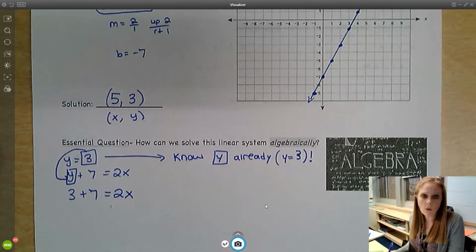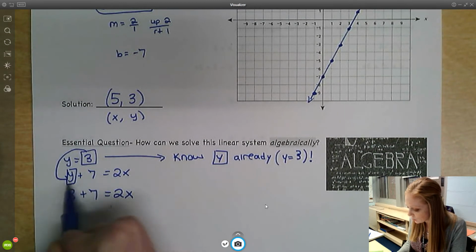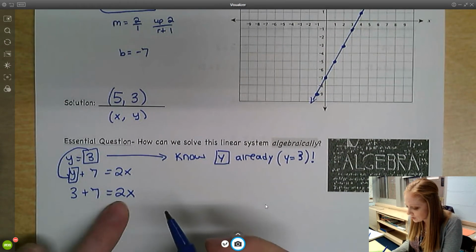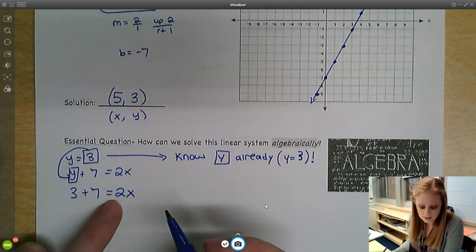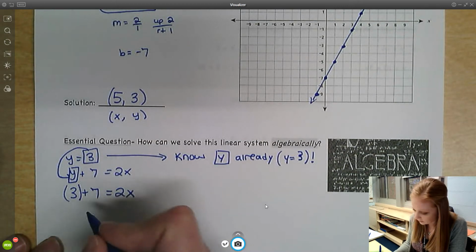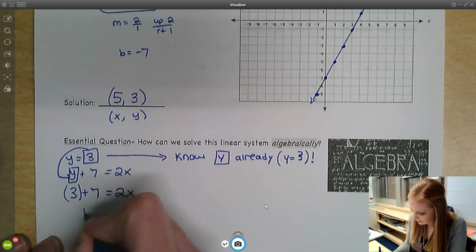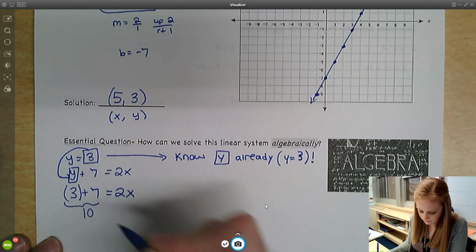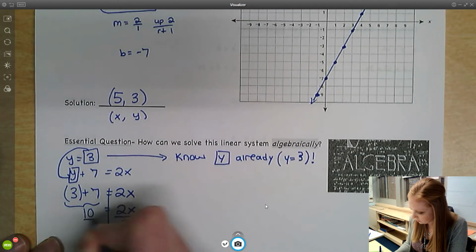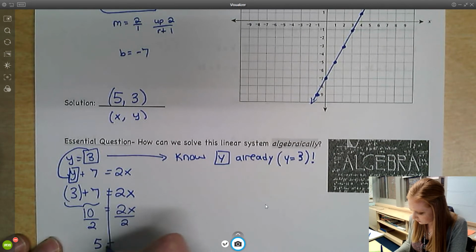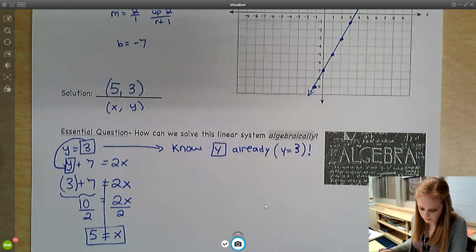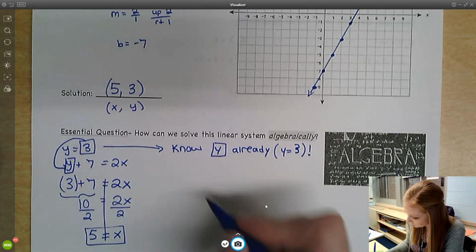And now we just have one variable so we can solve. When you have an equation with an x and a y, you can't solve it. We don't know, there's two unknown things. But now we just have the one unknown thing, the x, so we can solve that. Okay, so we plugged in our 3 for y, and now we can go ahead and solve. So 3 plus 7 is 10. We can divide both sides by 2. And we know that 5 is x, or x is 5, if you write it the other way around. All right, so now let's look at our solution.